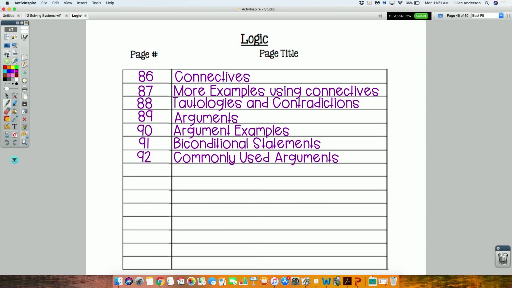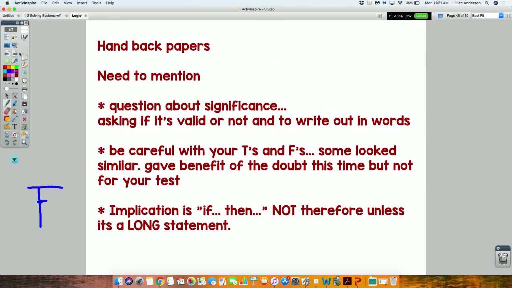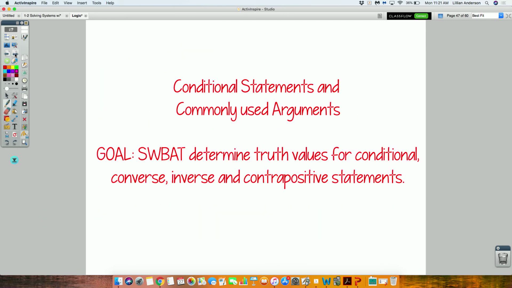Real quick, just to update your table of contents, we're on 91, we're doing biconditionals, and then on 92, we're doing commonly used arguments. So on page 91, we're going to label that biconditionals, and we're going to get down the goal. Okay, cool. You're going to be able to determine the truth value for conditional, converse, inverse, and contrapositive statements, a throwback to your geometry days.